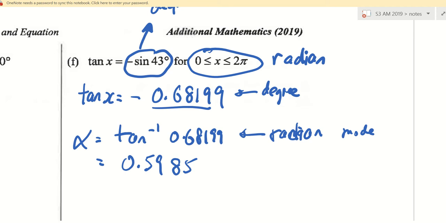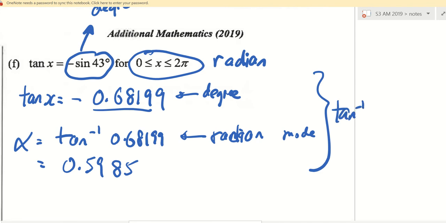Because you cannot do this. Everyone cannot press tangent inverse sine 43, because sine 43 is in degree mode and tangent inverse is in radian mode. Your calculator cannot handle tangent inverse sine 43 in degree and radian mode at the same time. So you have to do it step by step because these two are in different modes. If you try to act smart and press this, it's wrong. You will never get the same answer, because this is a mixture of degree mode and radian mode. Your calculator cannot handle that.